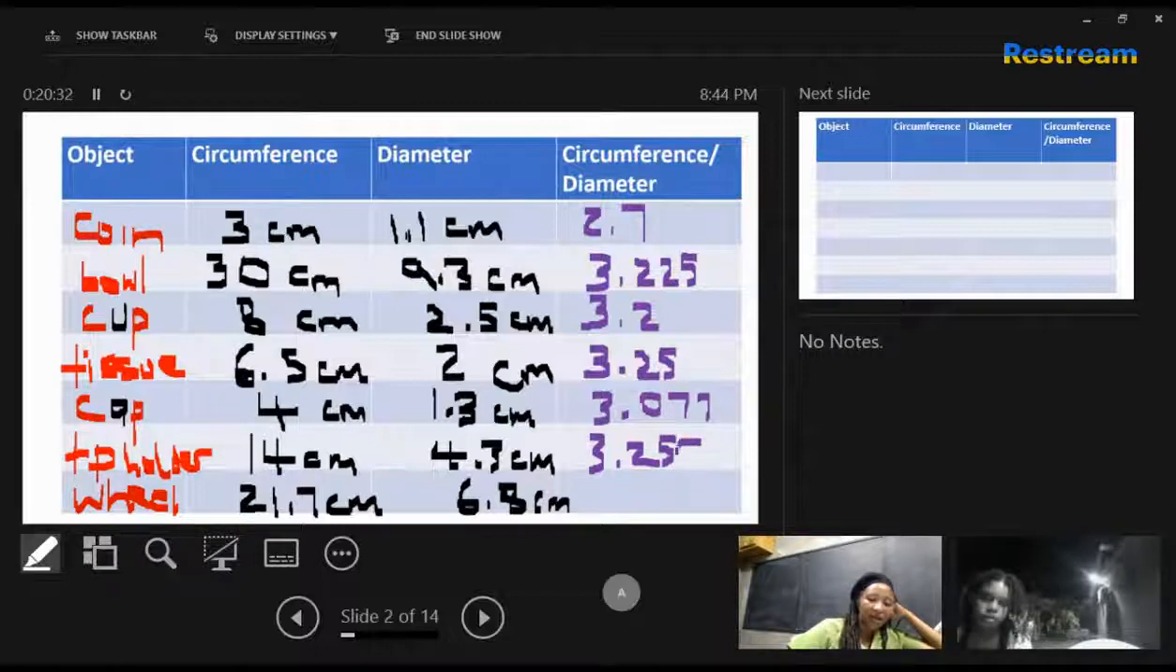And 21.7 divided by 6.5 and 6.8. I got 3.191.